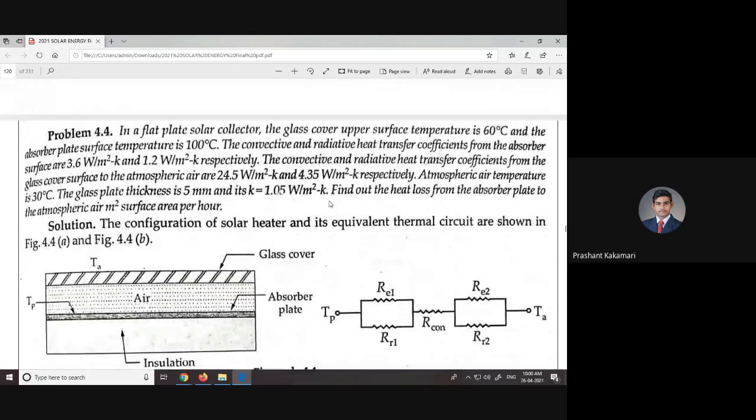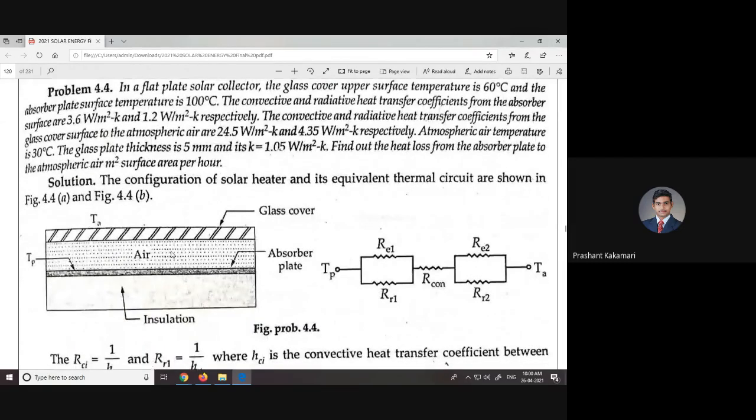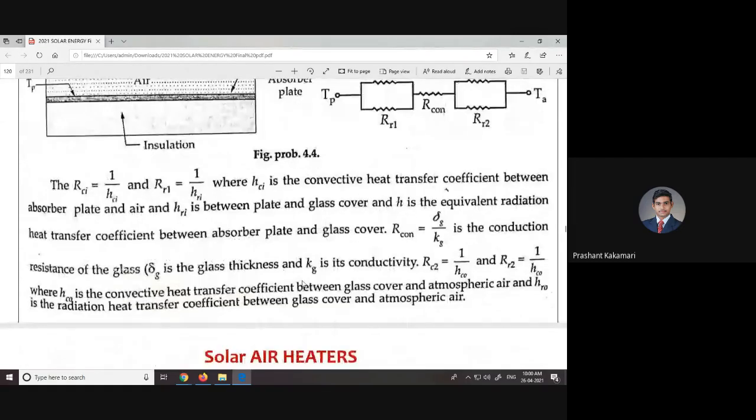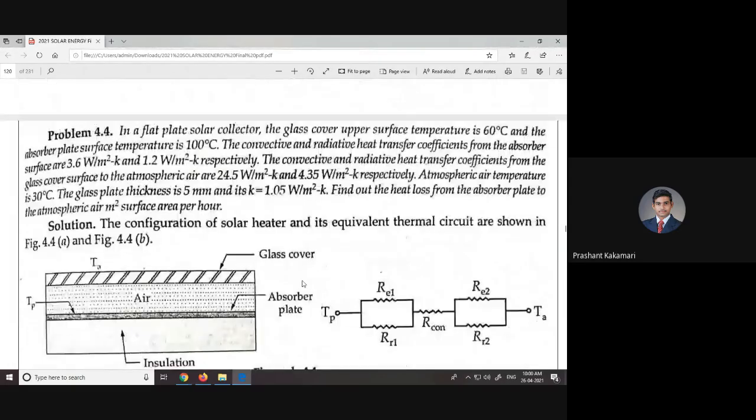Because the problem itself asks to find out the heat loss from the absorber plate to the atmosphere. To the atmosphere means they are asking only about the top surface. So in that case, I am just talking about radiation and convective heat transfer losses at the top side. Once you find that heat loss, take the sum of the heat losses, and finally you can write the answer as the total heat loss is so much per meter square per hour.